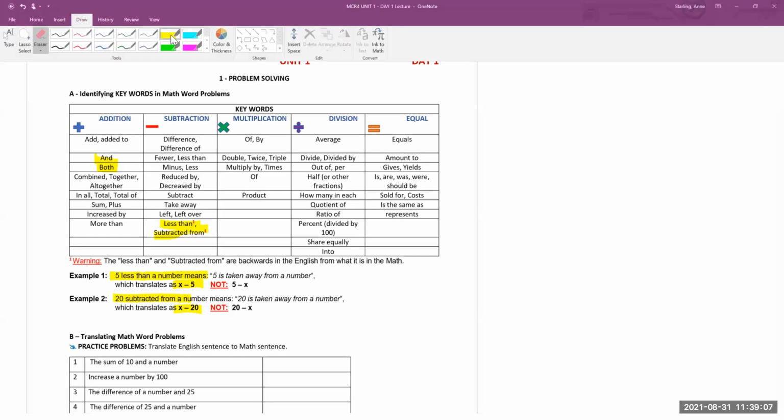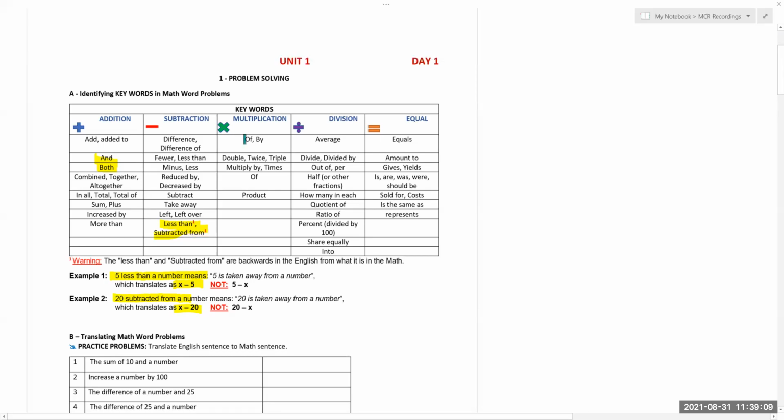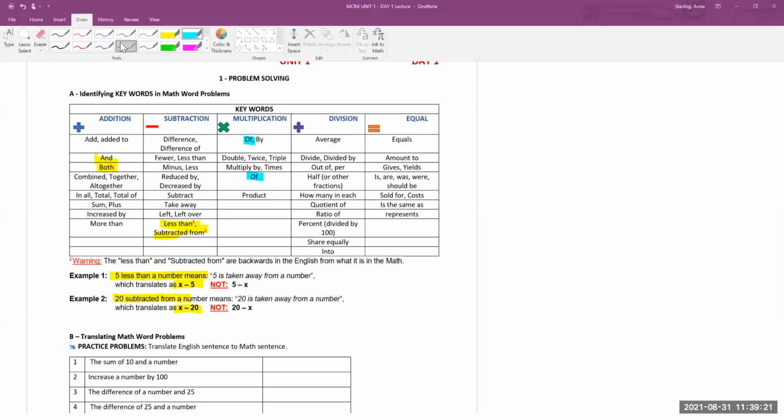All right, for multiplication, the ones that we commonly are going to see as of. You might see twice a number, double a number, of, again, I have it here, or the word product, but of is that big one that means multiplication.